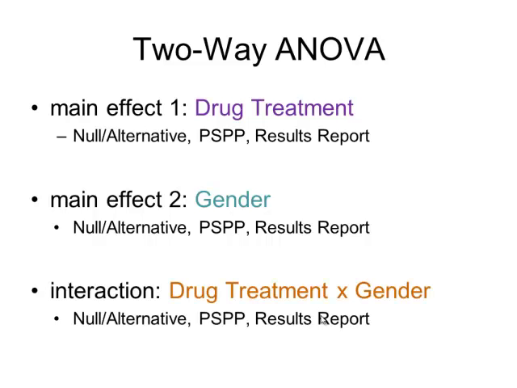And then for the interaction, here we have a drug treatment by gender interaction, and often you see this little X used in the place of the by, so drug treatment by gender interaction. You also will be writing a null and alternative hypothesis, looking to the output in PSPP, and writing up the results report. And details about where to look in the PSPP output and writing up the results can be found with the attachments in the folder from this week and a little bit more in next week.